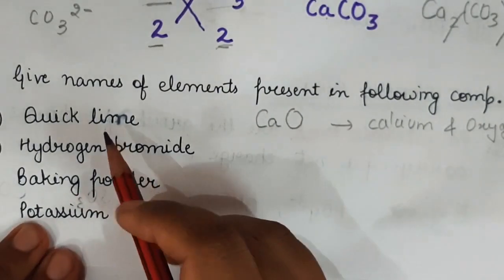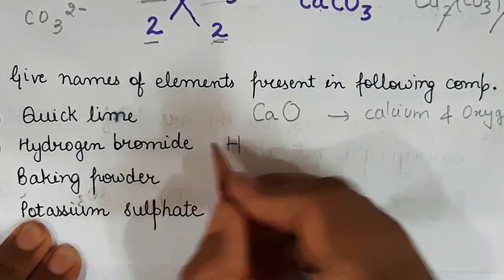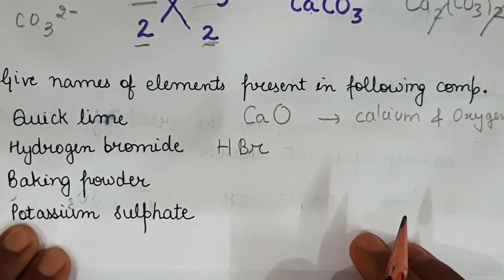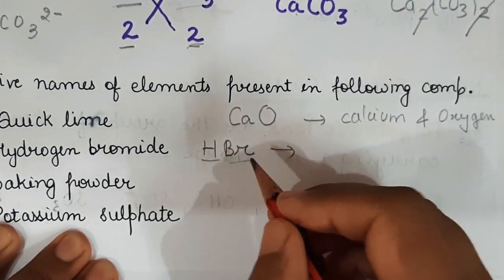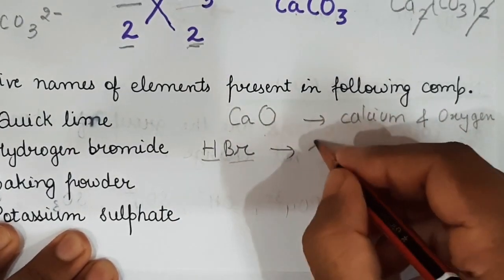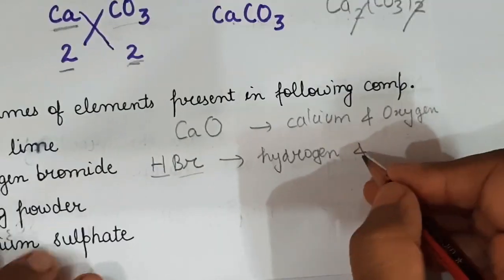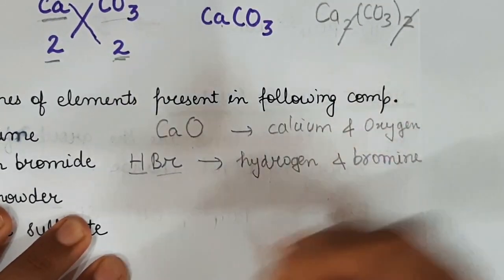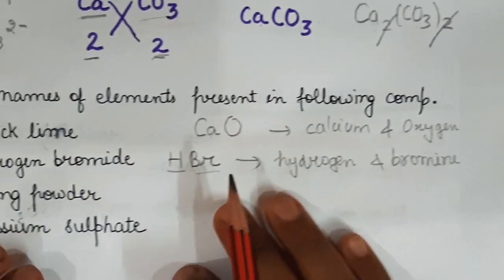Next is hydrogen bromide. Hydrogen is H, bromide is Br. So this is the formula. So what are the elements present? It is hydrogen and bromine. Bromide is actually ion. When it combines, it becomes ion.